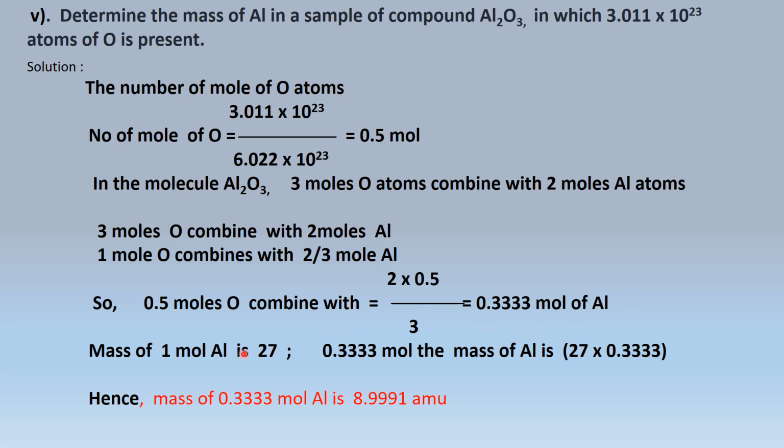Atomic mass is given here. 0.3333 mole. The mass of aluminium is 27 into 0.3333. Hence, the mass of 0.3333 mole aluminium is roughly 9, or 8.9991.